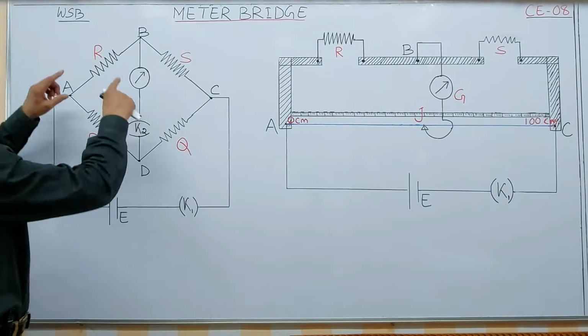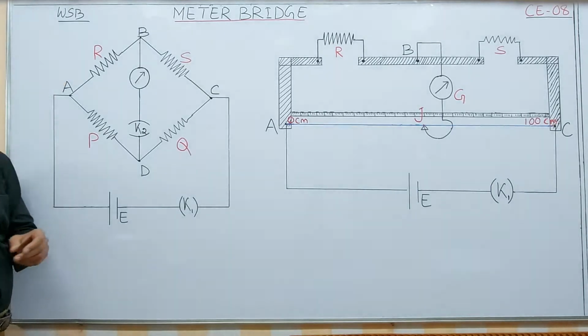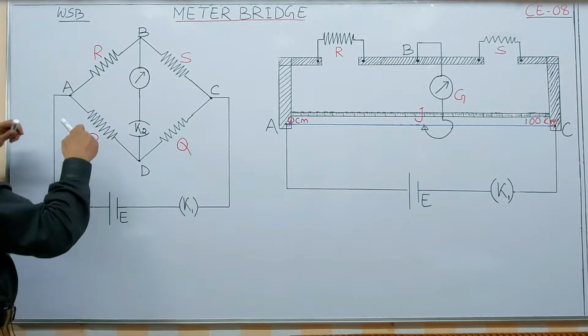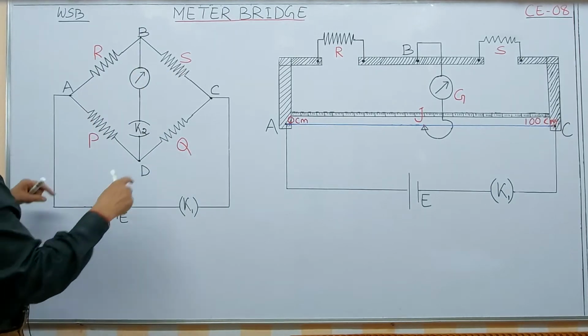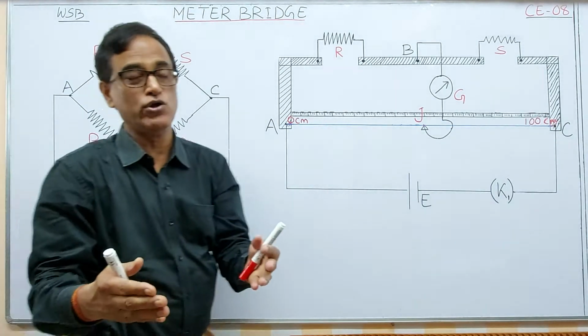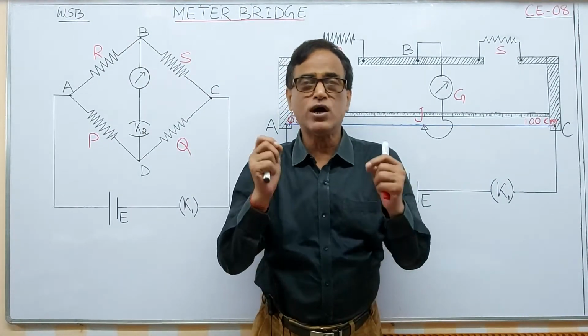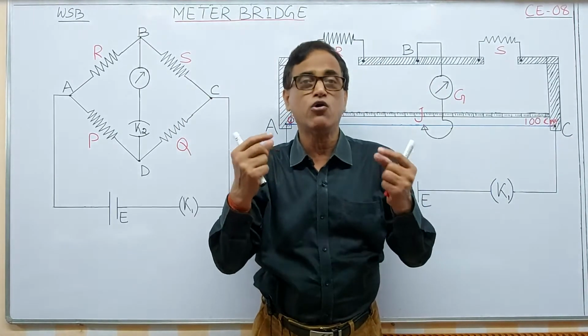Now here let me recollect your memory for the Wheatstone bridge. As we have read earlier, this is an arrangement in which we have 4 resistances P, Q, R, S. The resistances P, Q, R, S will be so adjusted. We have already told you, so adjusted. What does it mean? We can change the resistance values. We'll see how you can change it.